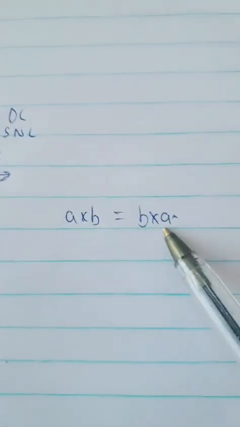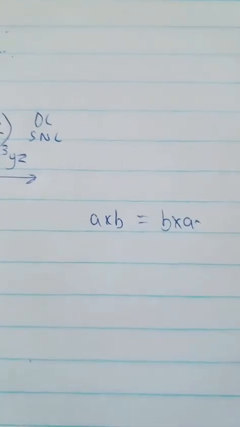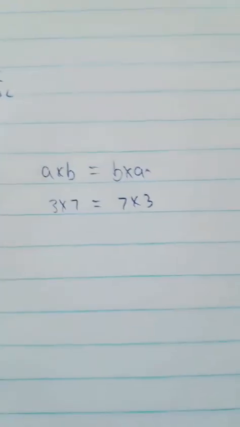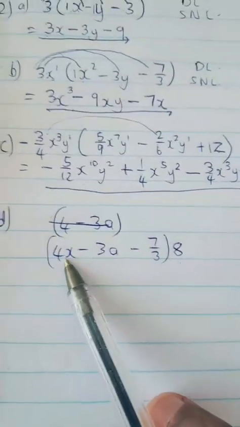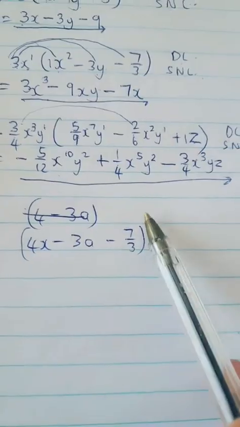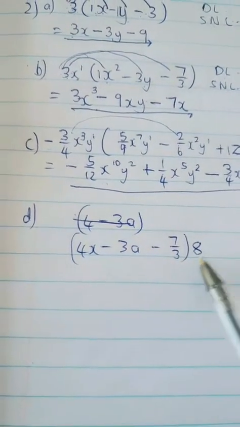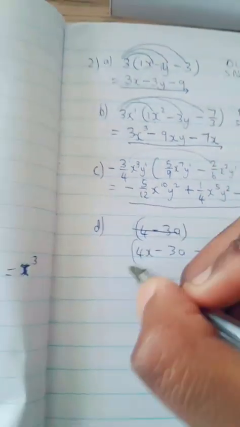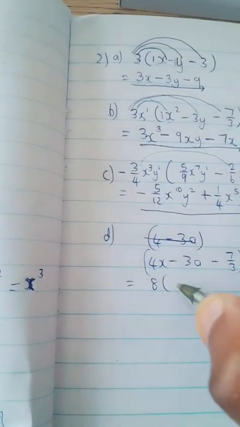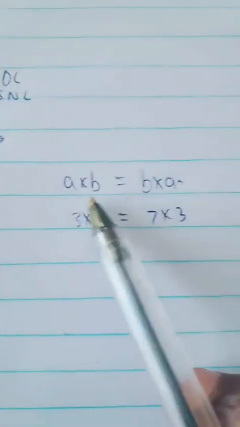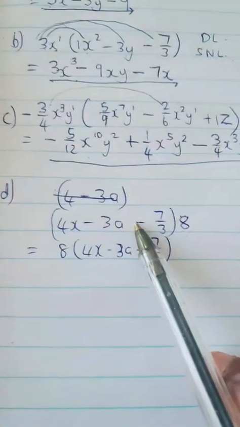So A times B is equal to B times A. The order doesn't matter. We still get the same answer. So whether it's 3 times 7 or 7 times 3, we're still getting the same answer. Are you with me? So here we have 4x minus 3a minus 7 over 3, into 8. This is still a trinomial by a monomial. So for the sake of order in your head, you can write the 8 before the bracket, because multiplication order does not matter, so it's fine.